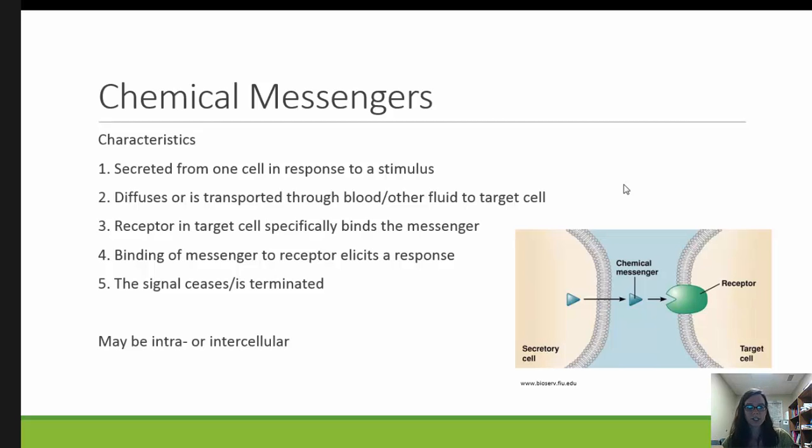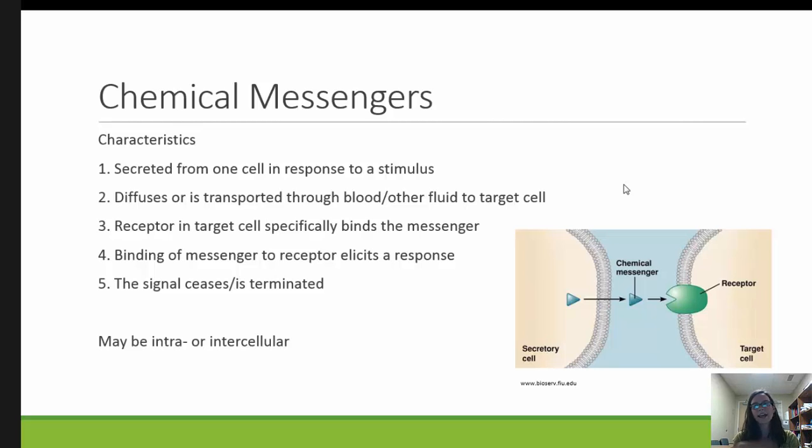It diffuses or is transported through the blood to a target cell. Yes, we know that insulin travels in the blood. We can measure hyperinsulinemia or hypoinsulinemia, and it goes to our target cell. So let's think about a muscle cell, for instance. So it meets that criteria. The receptor in the target cell specifically binds to the messenger, so we know we have insulin receptors on our muscles, check. Binding of the messenger to the receptor elicits a response. Yep, we know that when insulin binds to its receptor, it increases the amount of glucose that can come into the cell, right?